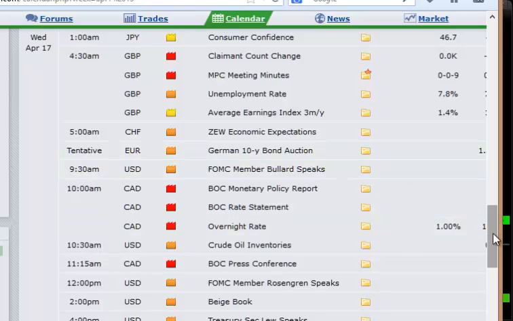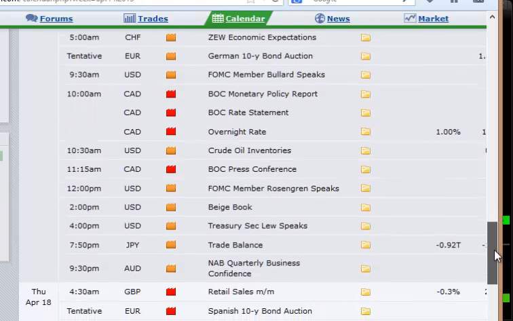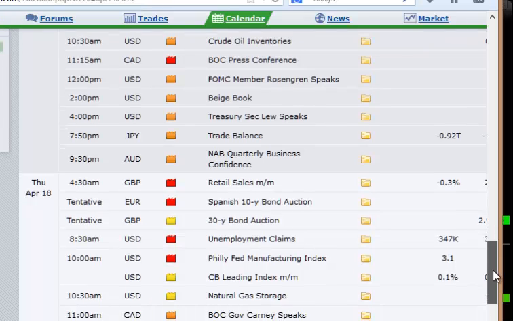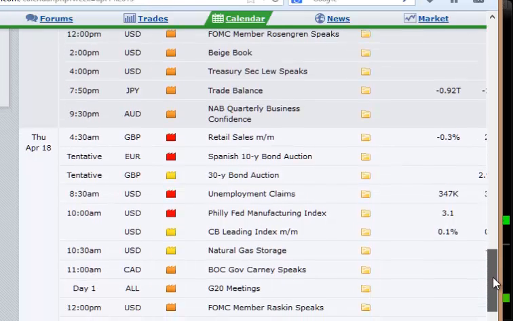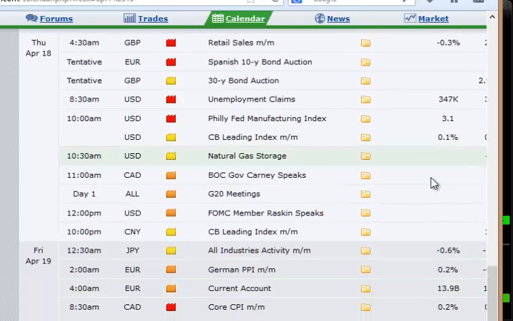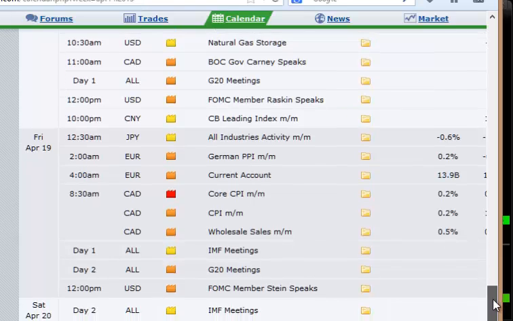Unemployment rate out of the UK, rate announcement out of Canada. The U.S. has crude oil inventories. That's about it. We've got a Bank of Canada press conference following that rate announcement. Beige Book out of the U.S., trade balance out of Japan that night. Takes us to Thursday: retail sales out of the UK, Spanish 10-year bond auction, 30-year bond auction out of the UK. On the U.S. side, we've got our usual unemployment claims. It's a weekly number. Philly Fed Manufacturing Index, CB Leading Index, natural gas.